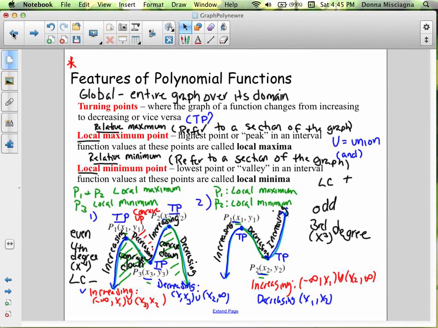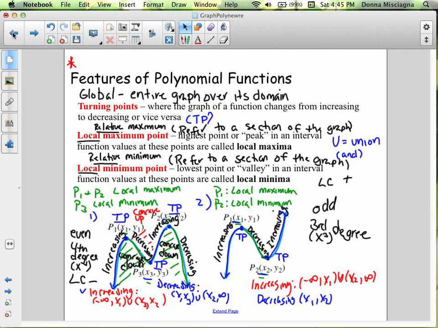And we knew that this has to be even, right, because the ends are going the same way. And since there's 3 turning points, it has to be degree 4. The other one, ends are going different ways, has to be odd. There's 2 turning points, it has to be 3rd degree. So that's how I can tell that one was 4th and not 6th or 8th, and the other was 3rd and not 5th or 7th.